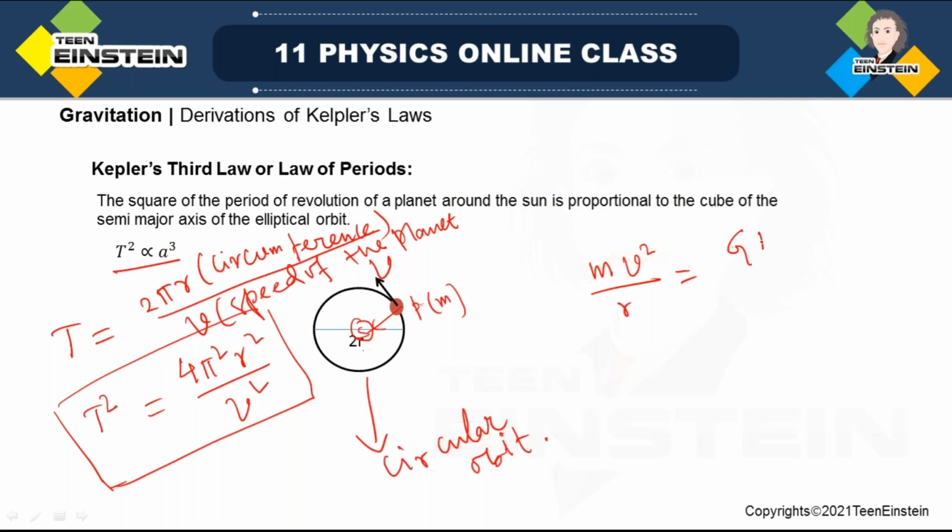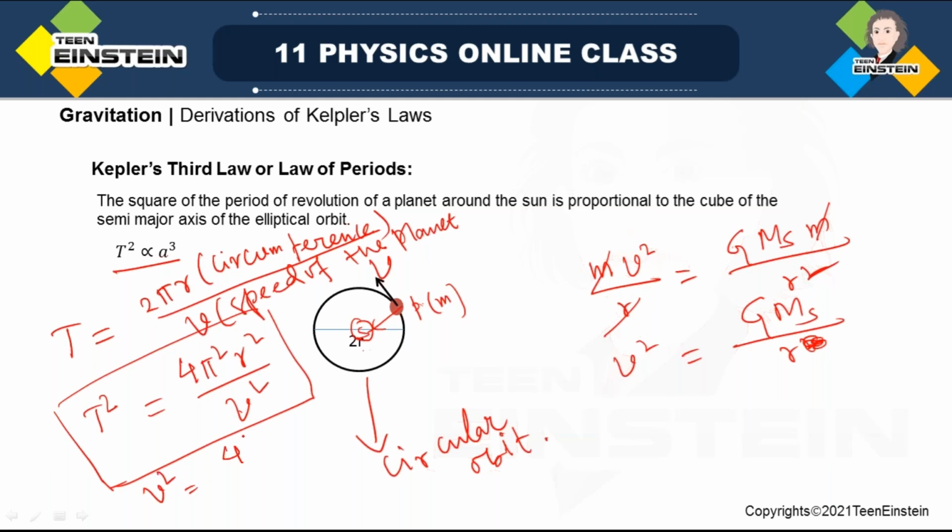So then we can write G Ms m divided by r². Okay, so look here, m goes off, so we can write that v² is equal to G Ms by r, sorry, one r got cancelled, so this will be alone with r. Now here we have got what is v². v² is 4π²r² by T².